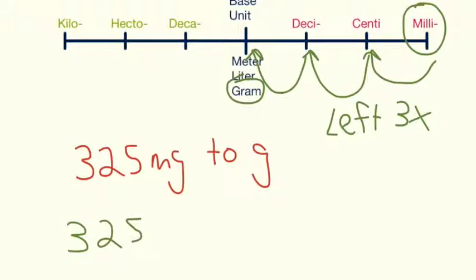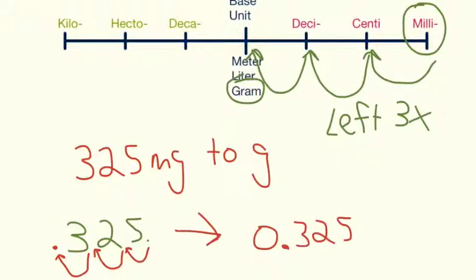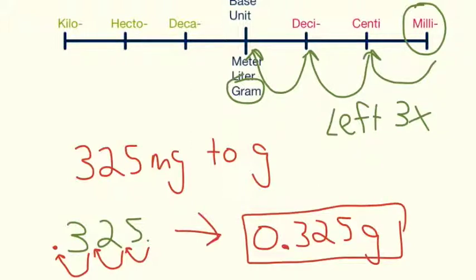Okay, so I take my number again, 325, and where's the decimal if it's not listed? Well, it comes right after the last number. So my decimal's there, and now I need to go left 3 times. So I go left 1, 2, 3. And there is my new decimal. So my final answer becomes 0.325 grams. On the next 3 slides, we're going to do more formal examples.